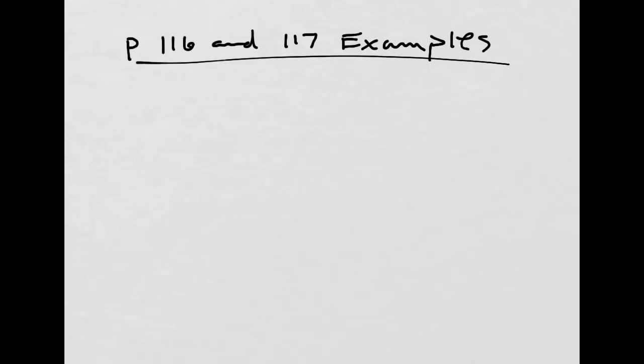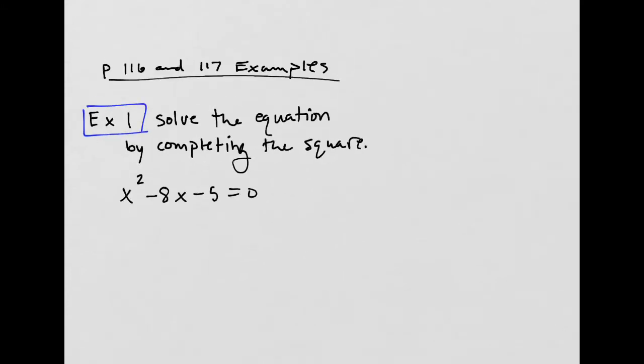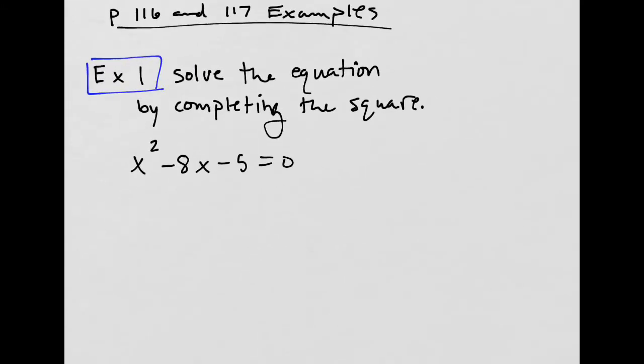We have actually done all of these examples already, but we're gonna see what happens. So example 1 says solve the equation by completing the square, and I'm gonna have x squared minus 8x minus 5 equals 0. So it says solve the equation by completing the square.